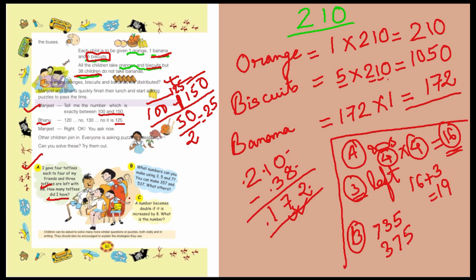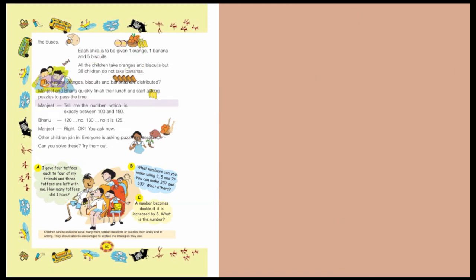Next, C. A number becomes double if it is increased by 8. What is the number? So if we add 8 to a number, it should be double. What is the double of 8? 16. And which number would you add? You will add 8. So 8 is the number you want. Let's move on.